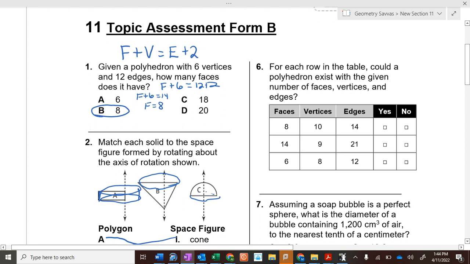For each row in the table, could a polyhedron exist with the given number of faces, vertices, and edges? F plus V equals E plus 2. Eight plus 10 equals 18. 14 plus 2 does not equal 18. First one's no. 14 plus 9 equals 23. 21 plus 2 equals 23. Second one is? Yes. 6 plus 8 equals 14. 12 plus 2 equals 14. Third one is? Yes.